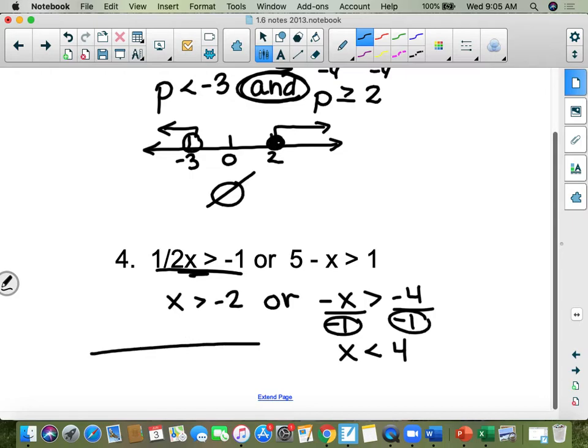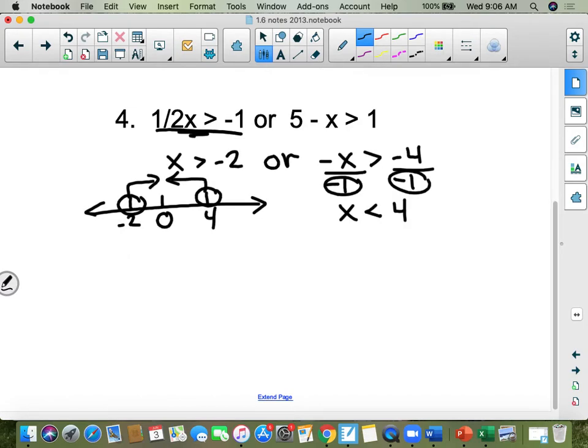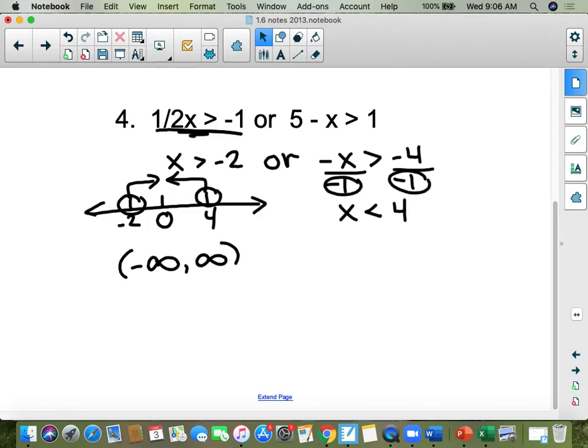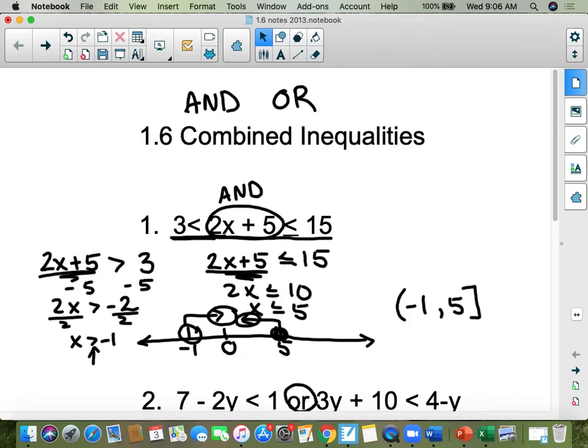If I graph this one, here's 0. Here's about the negative 2 marker. Here's a positive 4. They're both open. Everybody knows why they're both open, because there's no line underneath either one of them. This one goes towards it, and this one goes towards it. And or is supposed to go away from each other. It comes together. It's all real solutions. So it's a negative infinity to a positive infinity. So keep that in mind. Go back to the page.